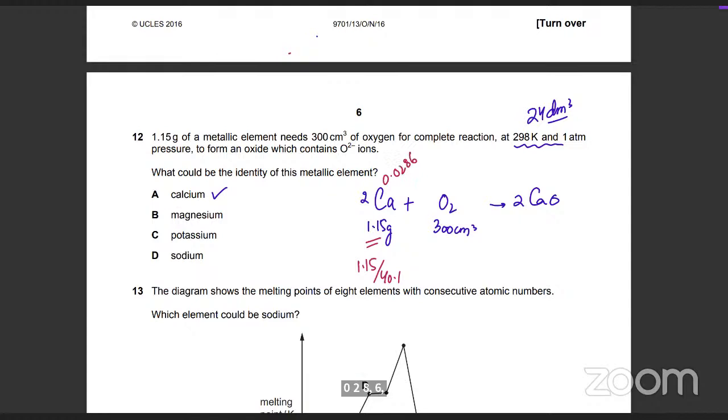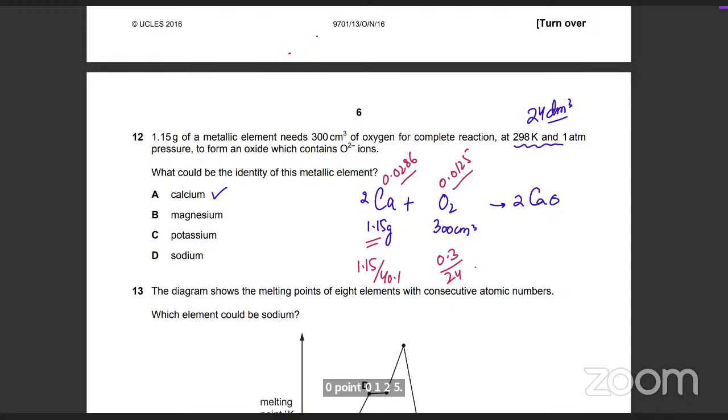So what are the moles of oxygen? That's 0.3 dm cube divided by 24 dm cube. That needs... not 0.108, it's 0.0125.